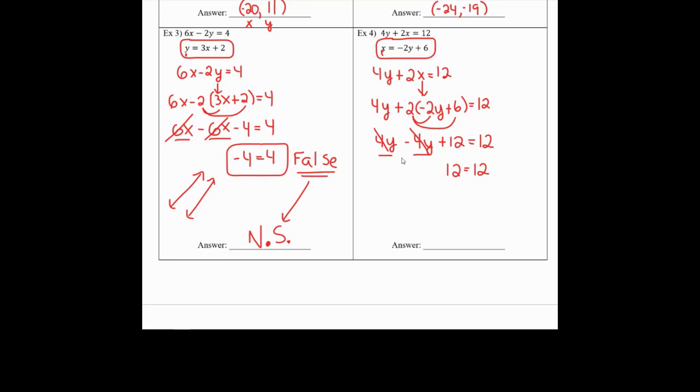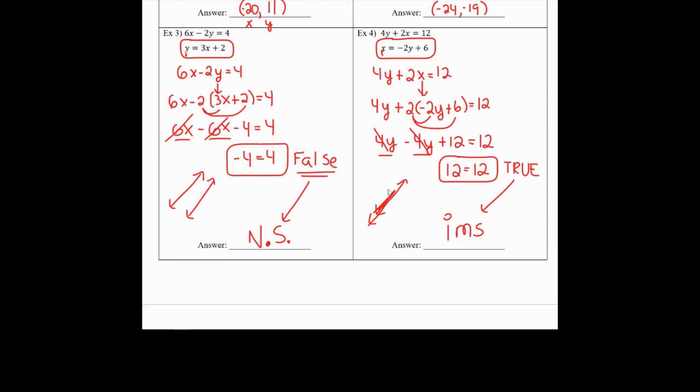So the letter got canceled. So that means it's going to be a special case. You need to ask, is this statement true or false? Is positive 12 equals positive 12? Well, that is true. Whenever you have a true statement, that means you're going to get infinitely many solutions. In other words, if we were to graph this, we would have two lines, one on top of the other.